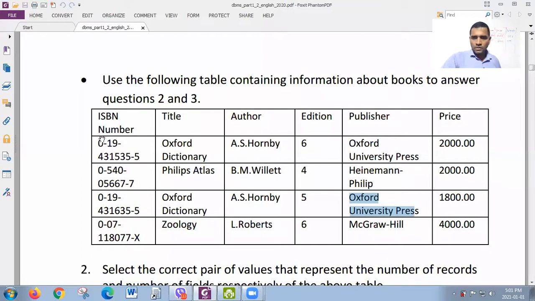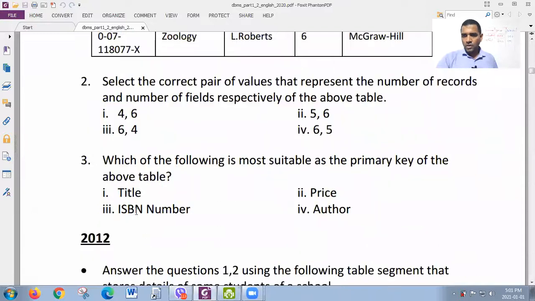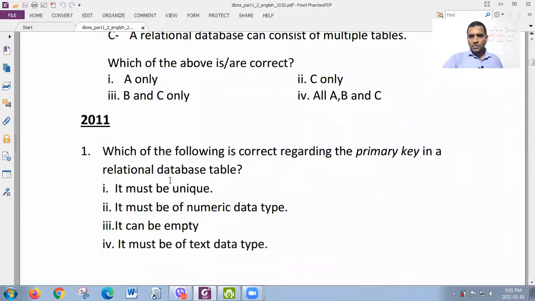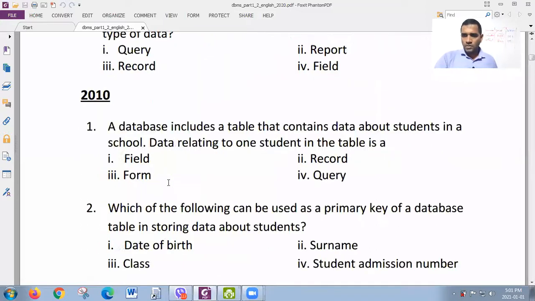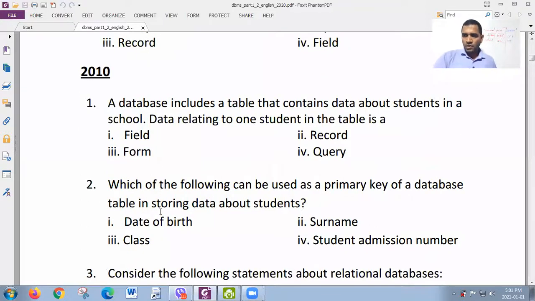So what is the answer? This ISBN number is not repeated, because ISBN number is something which is given as unique for every book. International Standard Book Number, that is a number for identifying every book, right? So that is not repeated. So it must be the primary key here, okay? So ISBN number, right? So let's take the 2010 now, 2010.